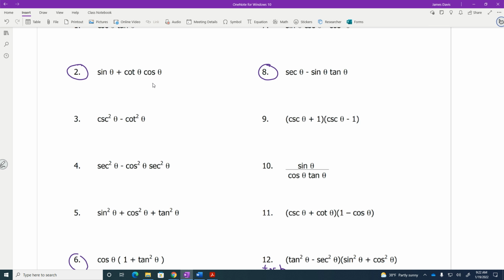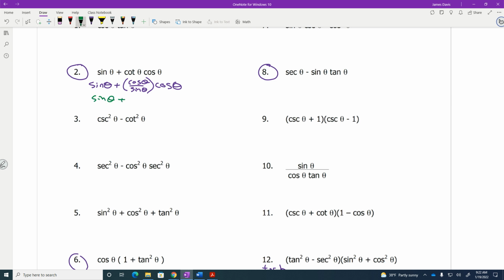And actually, maybe I should do number 2 just to refresh your memory. I kind of set that one up. So on number 2, it's going to be sine of theta plus cotangent, which is cosine over sine. Also, if you prefer to write this on a different sheet of paper, you can do so as well. Depends how small you write. But on number 2, you would start like this. Just replace that one. You're then going to have sine theta plus cosine squared over sine.